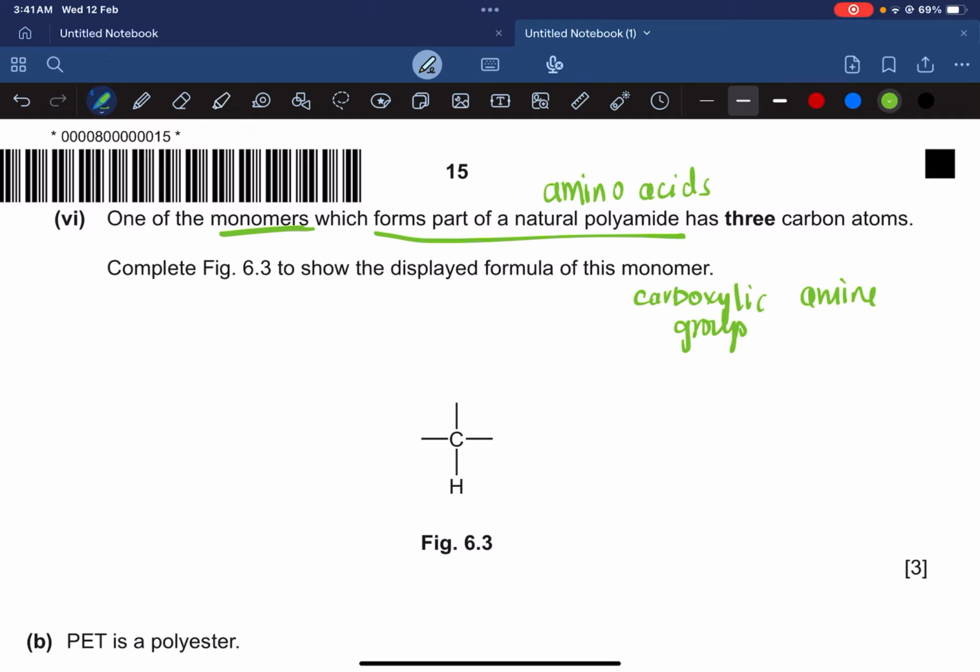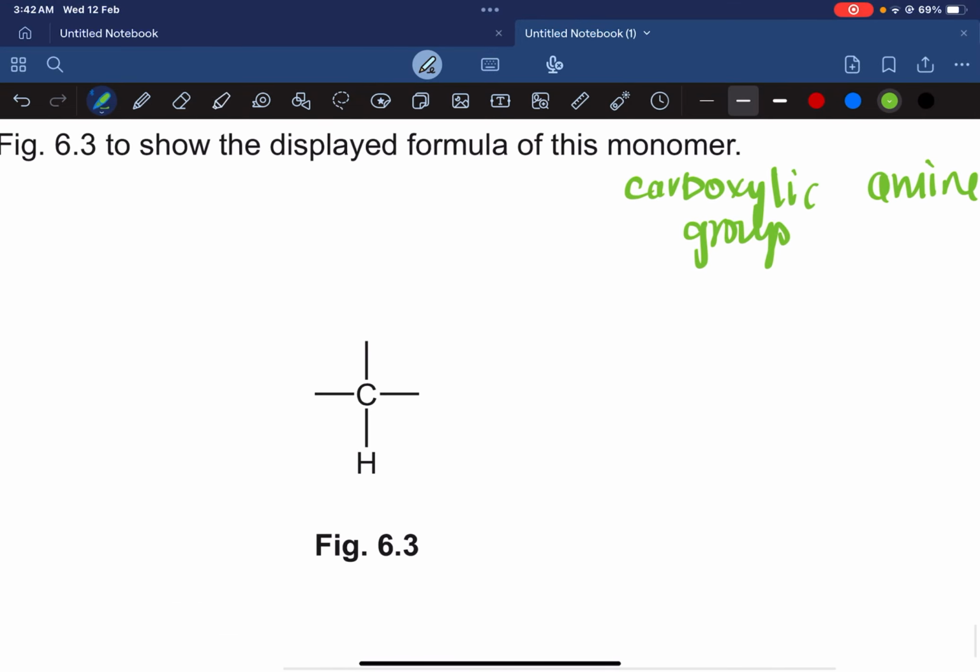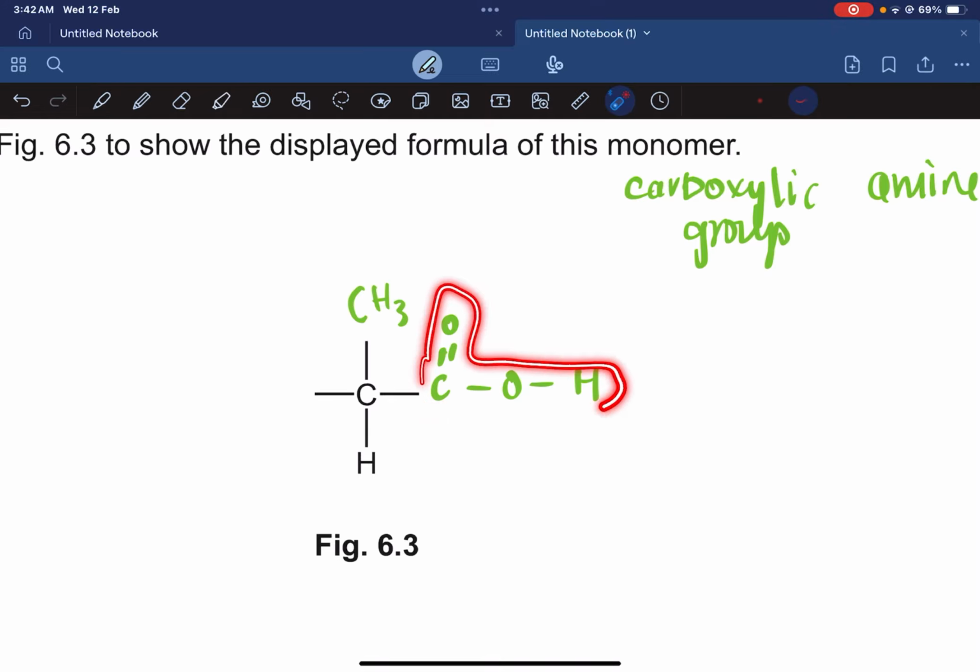So we have to make 3 carbons. On this side we can make a carboxylic group, C double bond O, O and H. We can make one carbon over here. We have 3 carbons. We have completed the 3 carbons. One for the carboxylic group over here, this carbon they have given, and one carbon I just drew myself.